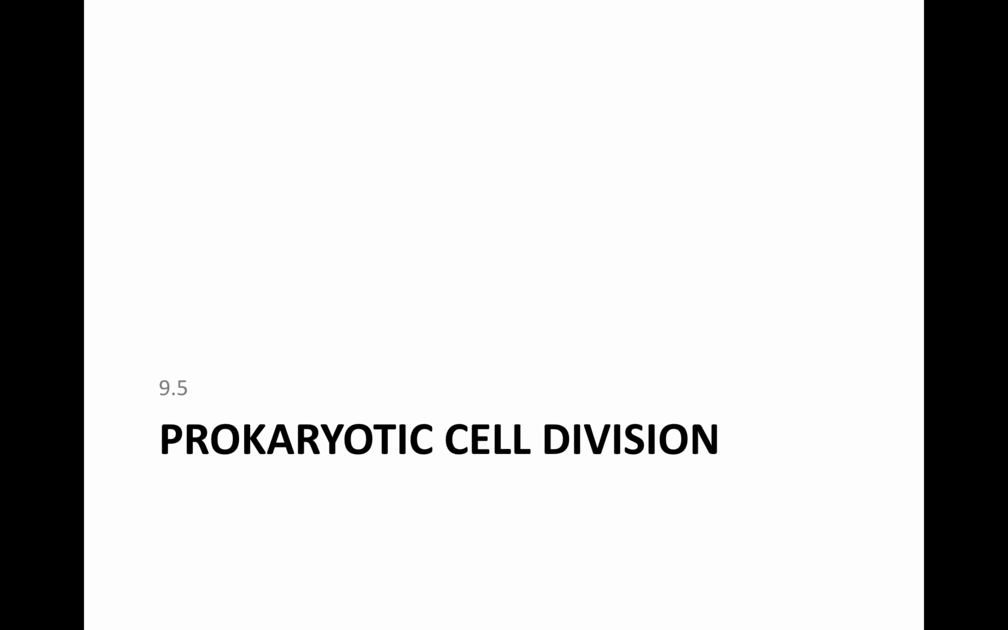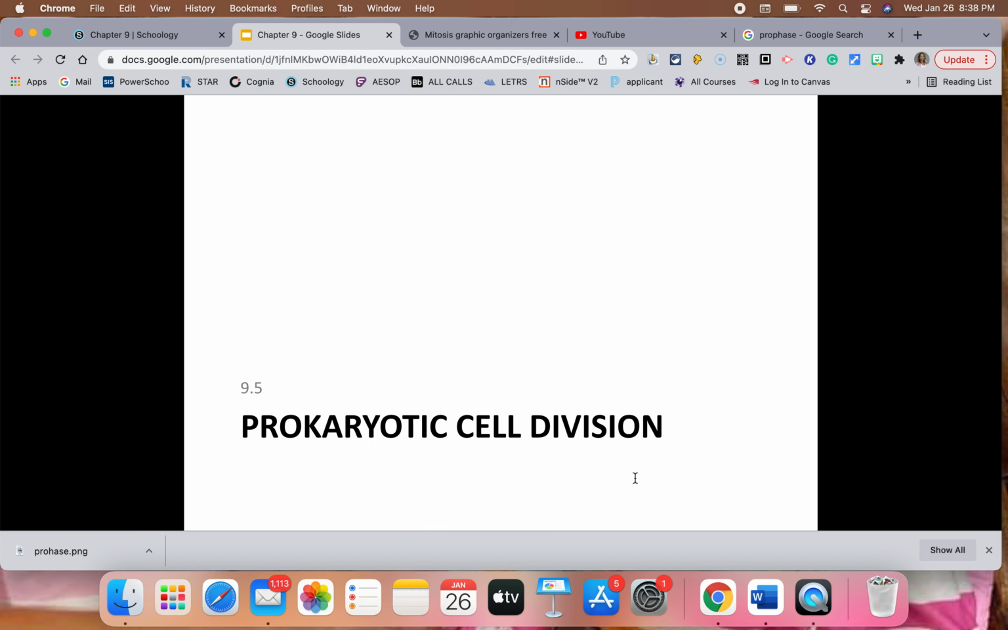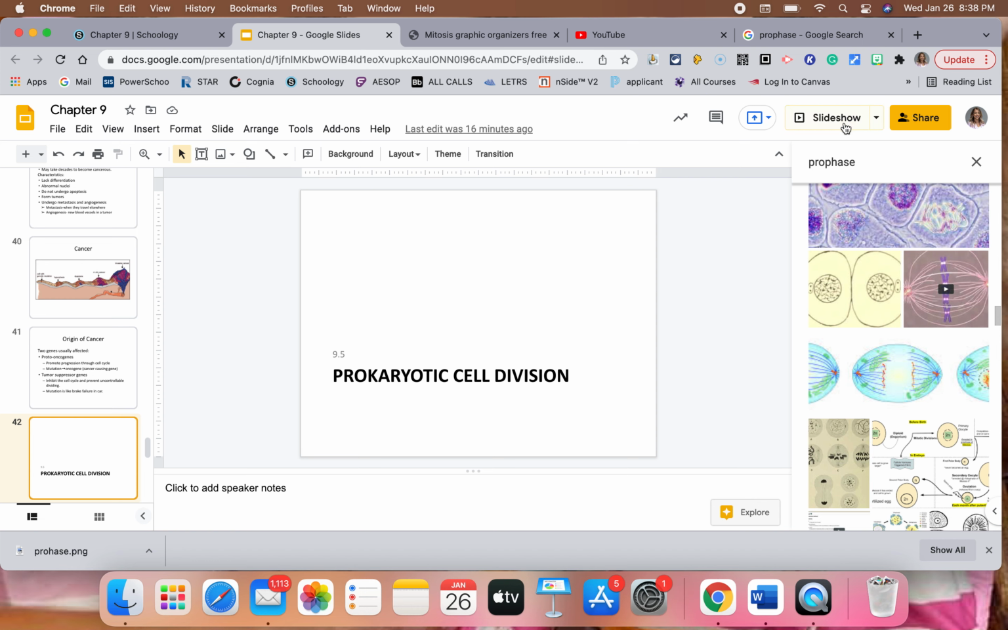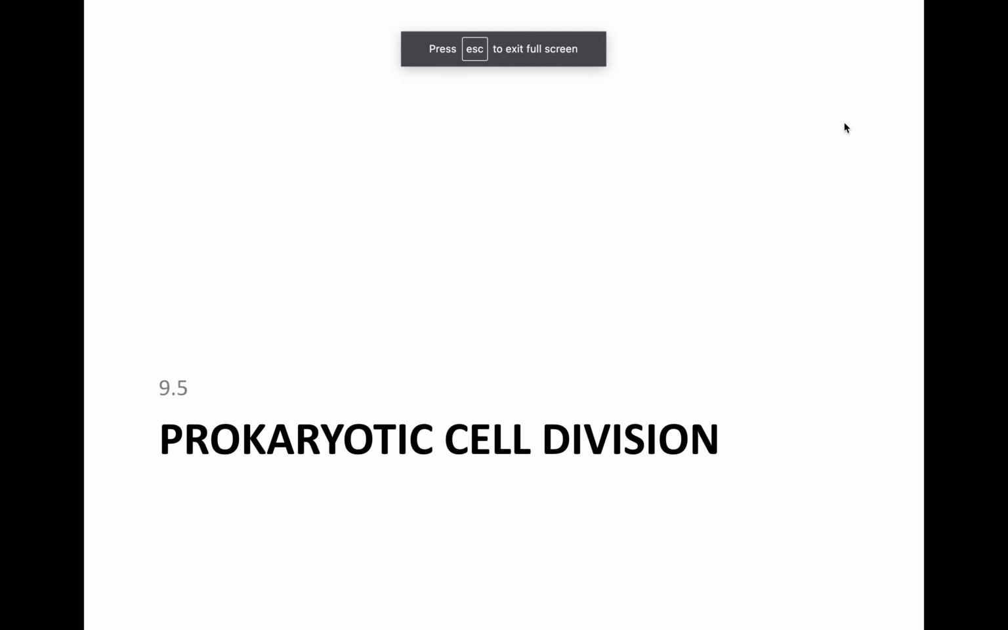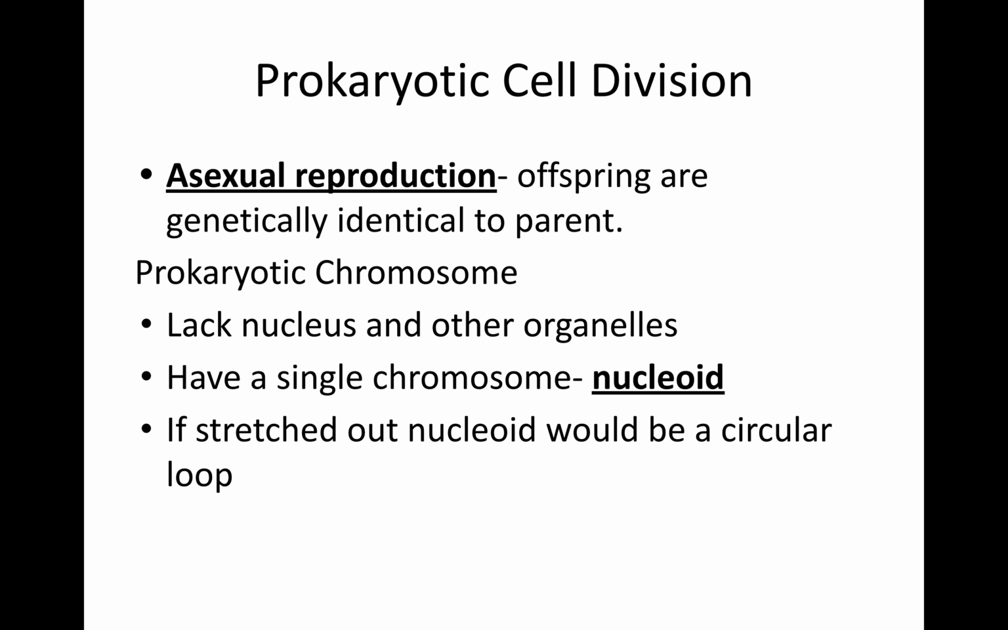All right, this is our last one. Let's see how many we've got left. We're almost done. So the last thing we're going to talk about is prokaryotic cell division. In prokaryotic cell division, you have asexual reproduction. Prokaryotes don't reproduce sexually. Sexually means there's two people involved, or two organisms involved. There I go again, I always talk about just people. Asexual reproduction is when offspring are genetically identical to the parent.